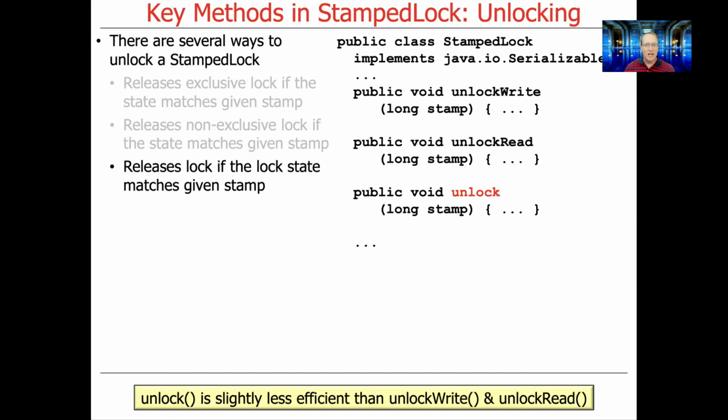So it's actually slightly less efficient than unlockWrite and unlockRead, but there are conditions under which you need to know, or in which case you don't know which one it is, and we'll talk about that, having to do with doing these conversion operations to upgrade and downgrade locks. So unlock is the more general way of doing things, which can be useful in practice when you don't want to keep track of that information externally.